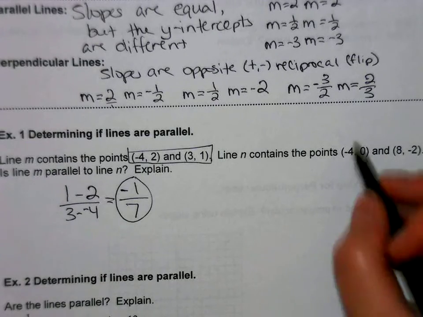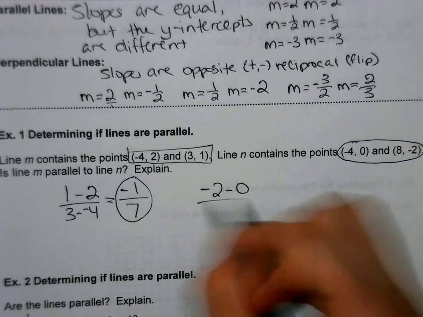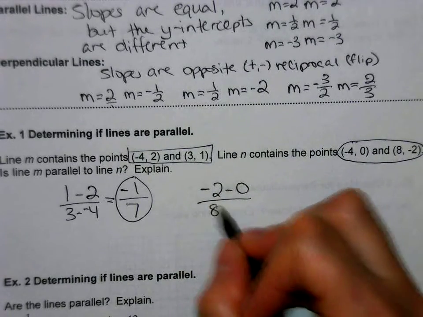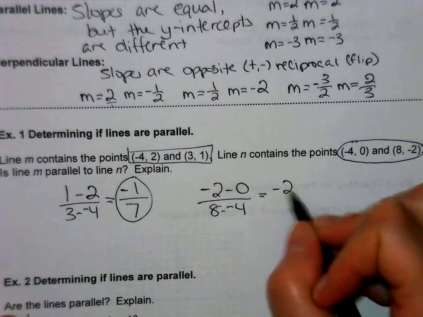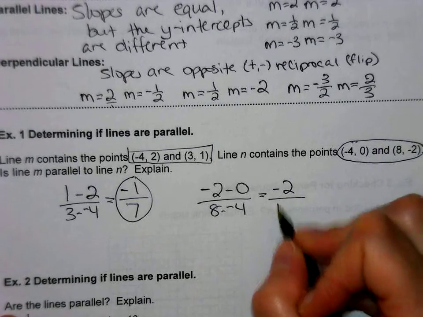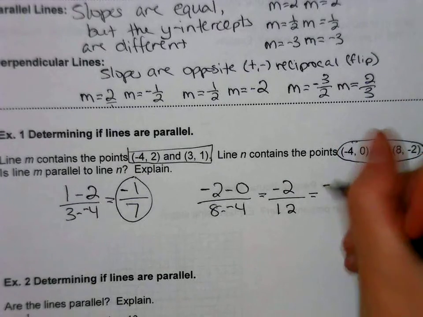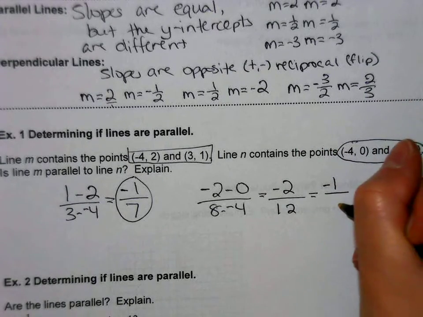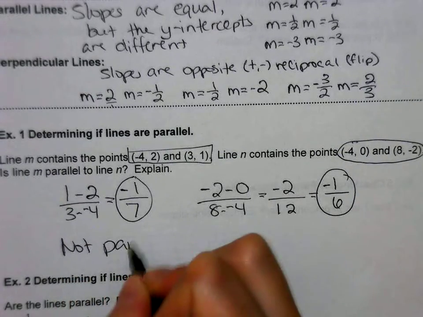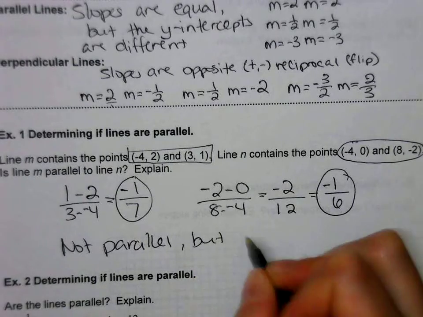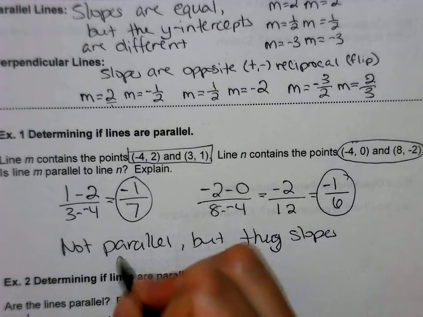And then our second line, we need to find the slope. So -2 minus 0 over 8 minus -4. -2 minus 0 is -2 over 8 minus -4, which is 12. If we reduce this, 2 goes into both, so 2 goes into 2 one time, and 2 goes into 12 six times. So these are our two slopes. These are not parallel because these slopes are not equal.